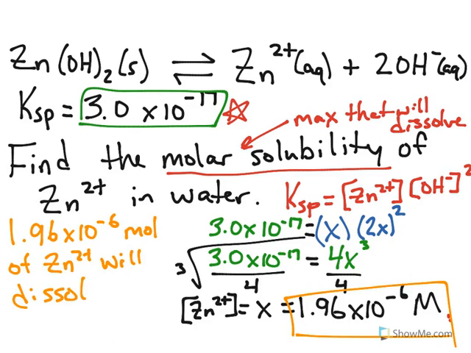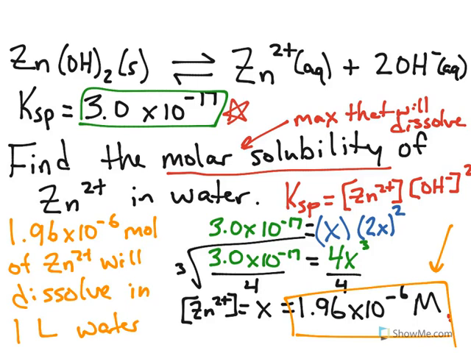will dissolve in 1 liter of water. And that, of course, comes from these units right here of molar. Molarity is moles per liter. So this is just another way of saying that if you had 1 liter of water, it could support the dissolving of 1.96 times 10 to the negative 6 moles of zinc.